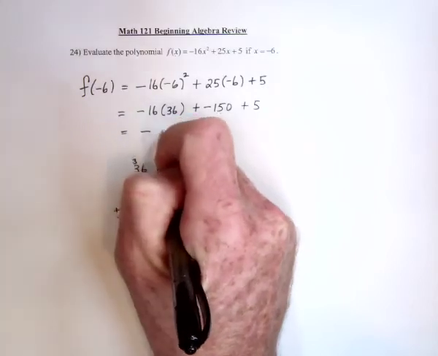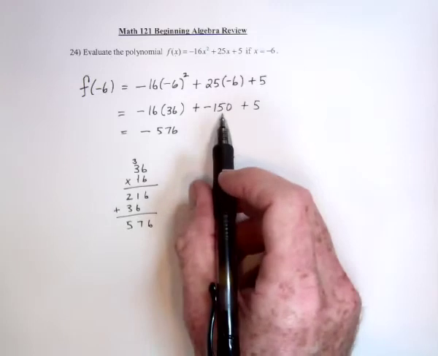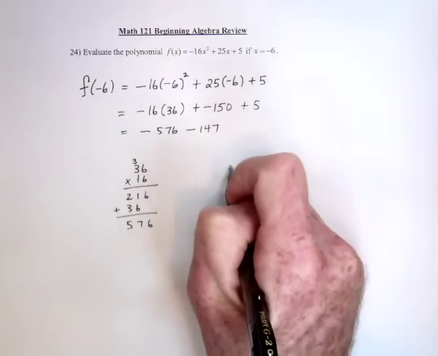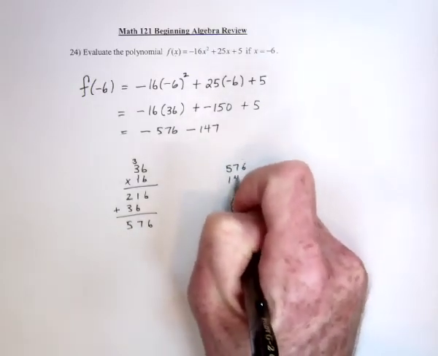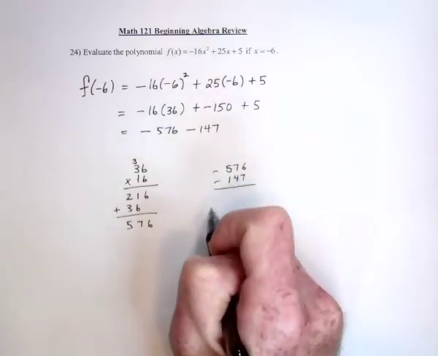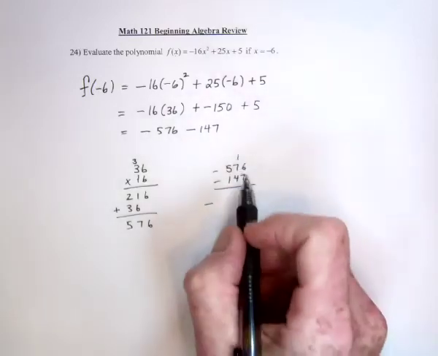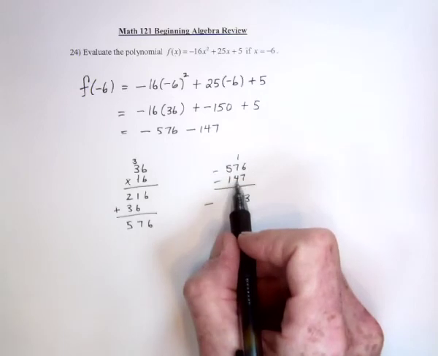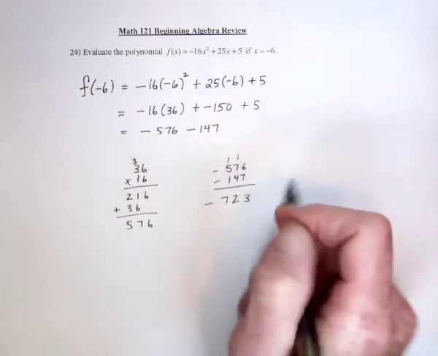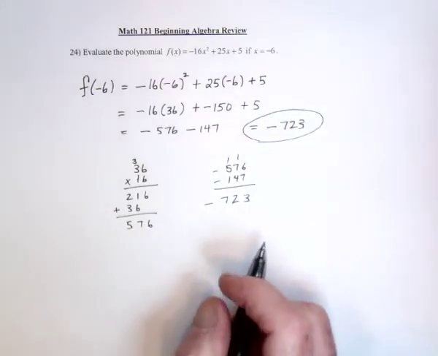So we've got negative 576. And I can even combine these two to make negative 147. Let's see, 576 and 147. They're both negative, so I just need to add them together, and then the answer is going to be negative. This is a 13. This is an 8, and 4 is 12. And this is 5, 6, 7. Grand total, negative 723. Woohoo! Good job, polynomial.